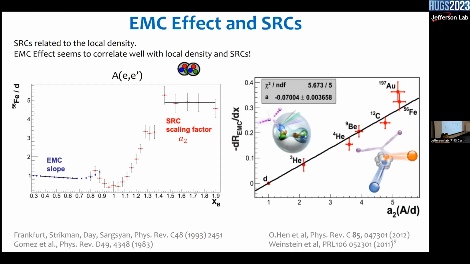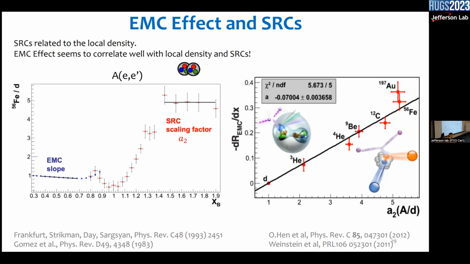So then there was a follow-up later on, which was the next major correlation between these observations, which was that, well, we know that short-range correlations, which we started to talk about yesterday and we'll talk a whole bunch more about today, are related to the local density. And so the EMC effect seems to correlate well with the local density, and that led people to start looking at the correlation of the EMC effect and the number of nucleon pairs, so short range correlations basically.